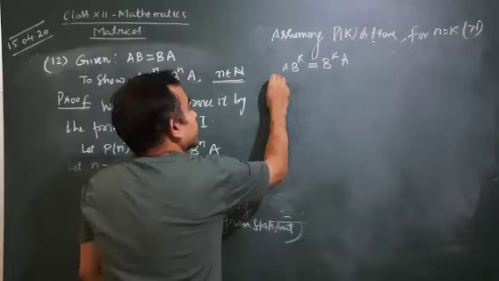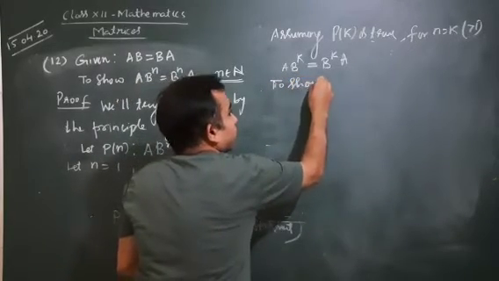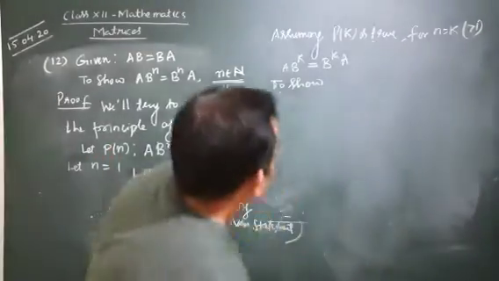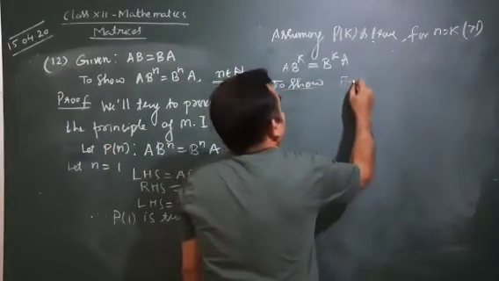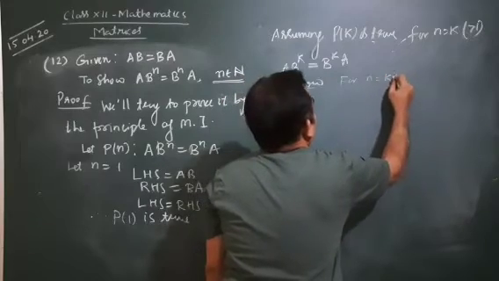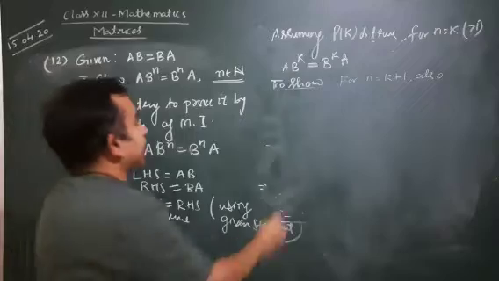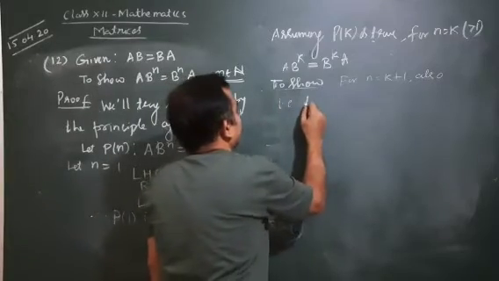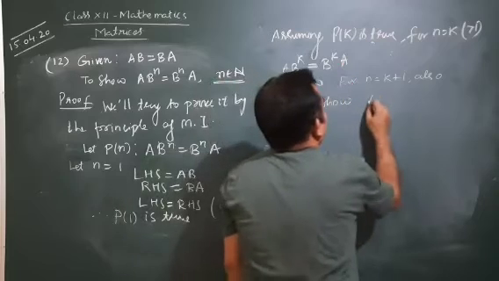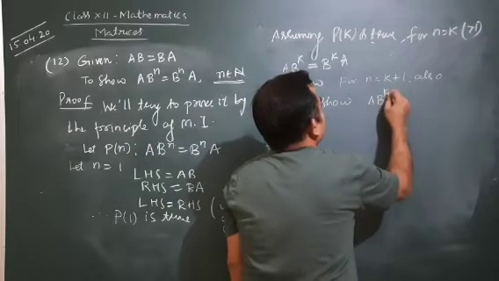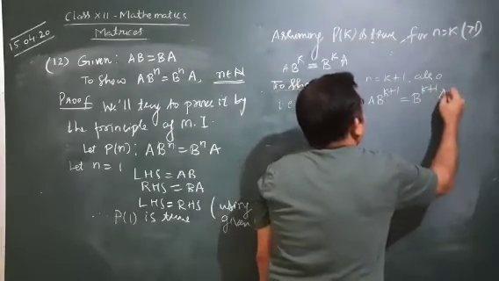Then let us show that it is true for n equal to k plus 1 also. That is to show, just replace k with k plus 1: AB to the power k plus 1 is equal to B to the power k plus 1 into A.